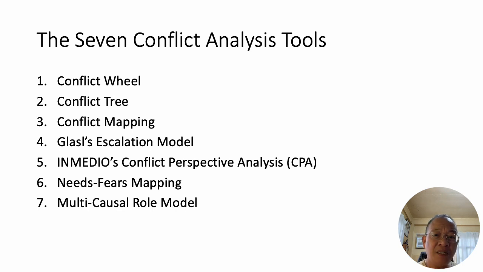Now, here are the 7 conflict analysis tools. First, number 1, you have the conflict wheel. Number 2, the conflict tree. Then third, we have the conflict mapping. Then 4, we have Glasl's escalation model. Then number 5, we have the Enmedios conflict perspective analysis. Then number 6, we have the needs fears mapping. And 7, the multi-causal role model. So these are the 7 conflict analysis tools.